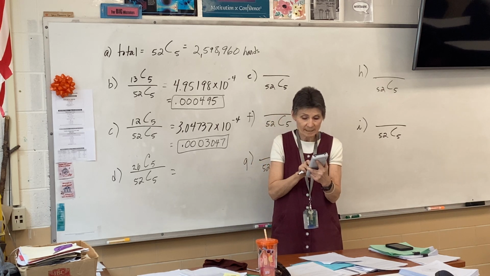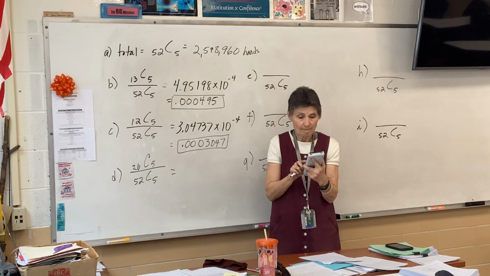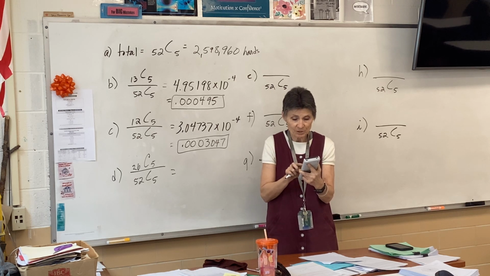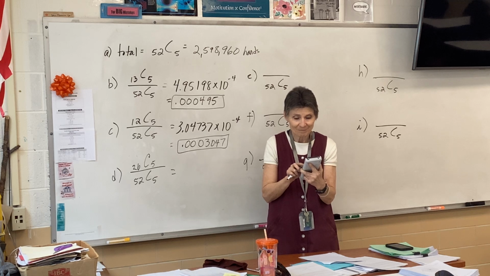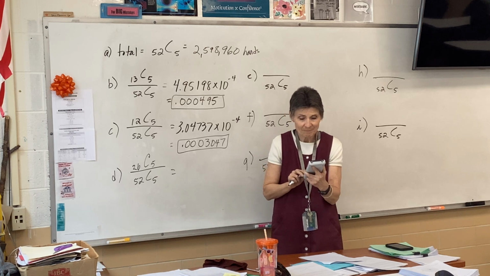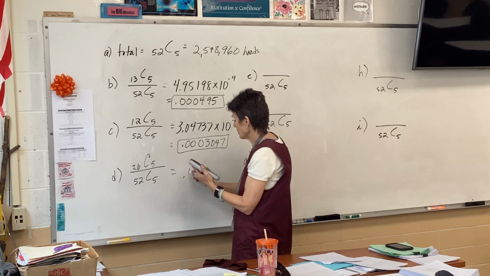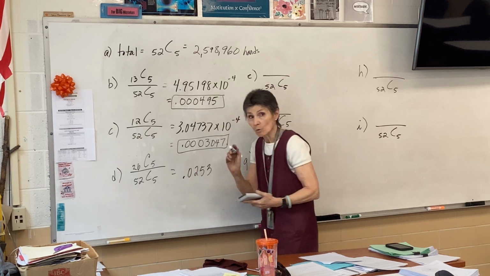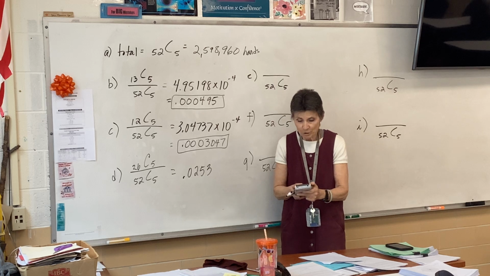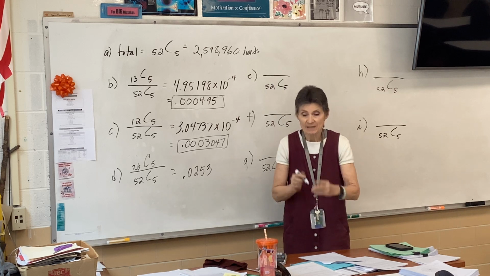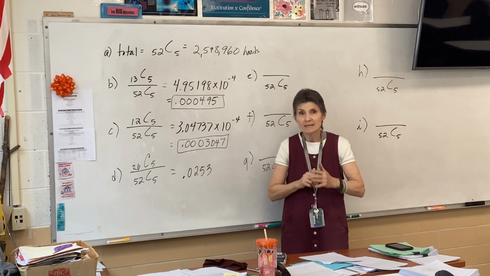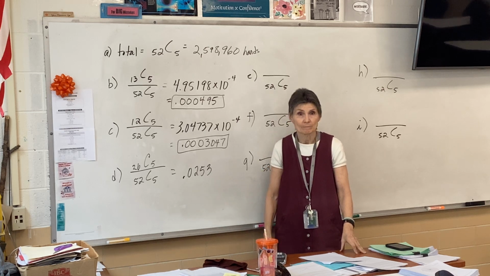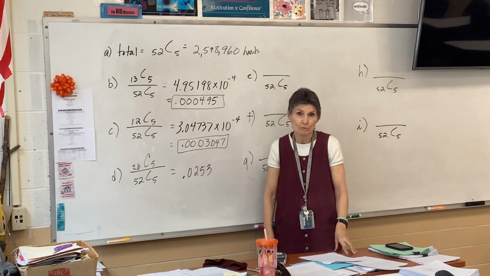You need to type it in. So 26C5 divided by 52C5. 0.0253. So in other words, your chances of getting an all red hand are about 2%, 0.02, 2.5%, 0.025.